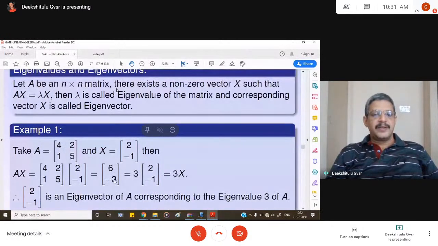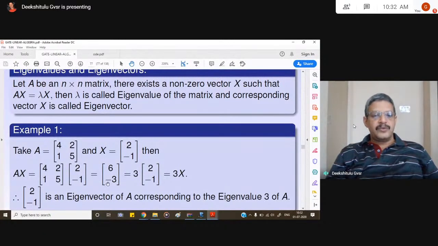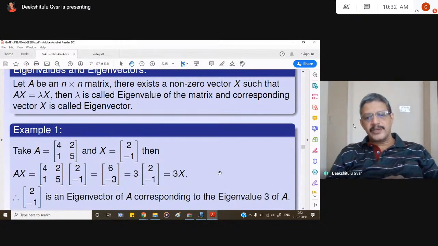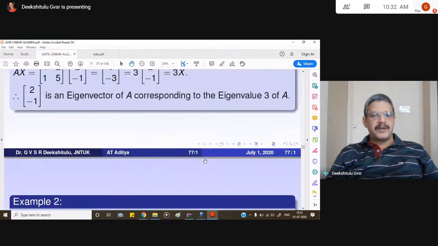Six minus 3. What is the definition of eigenvector? Ax is equal to a constant times x. So can you take anything constant? If you take something out common, then this vector should come here. So if you take 3 common, what happens? It becomes 2 minus 1. That means constant times x. So Ax is equal to lambda into x. So lambda is 3. So you can say this x is an eigenvector.